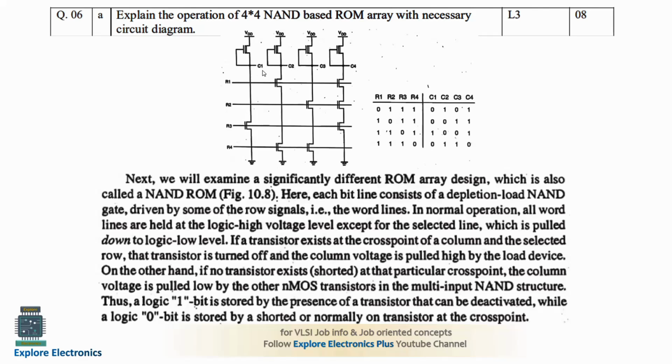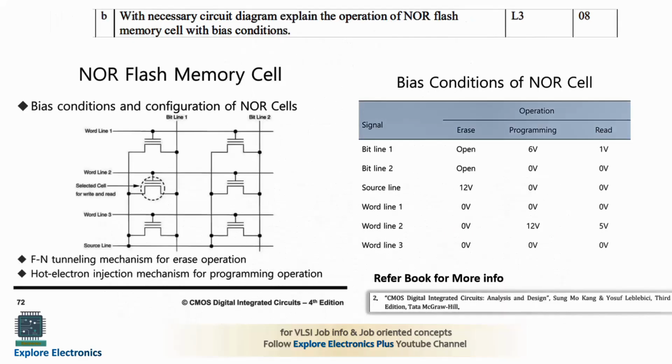In the first case, while setting C1, only R3 matters. And if you see how C2 is generated, it depends on R1 and R4: if R1 is 0 and R4 is 0, then only C2 will be high. Otherwise it is 0. Similarly, C3 will be set when R2 is equal to 0 and R4 is equal to 0. If R2 is 1 and R4 is 1, C3 will come to 0. That is how the C1, C2, C3, C4 values are generated here, depending on R1, R2, R3, R4 values. This is about 4x4 NAND based ROM.